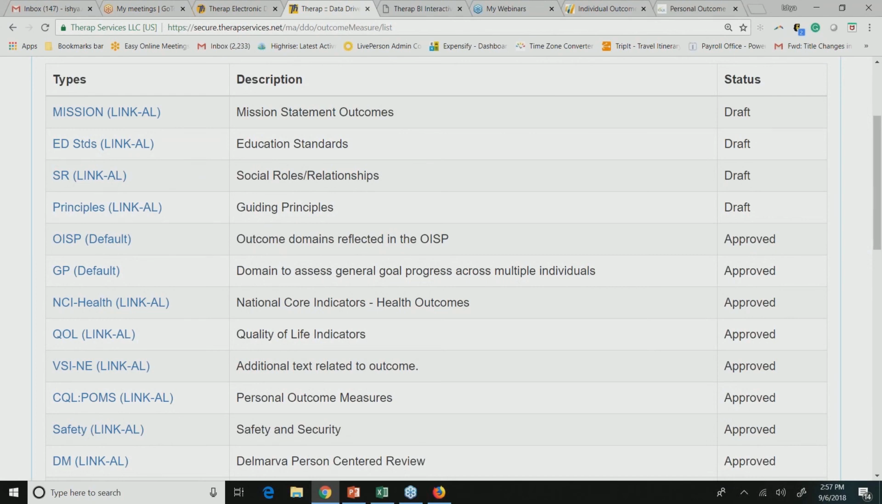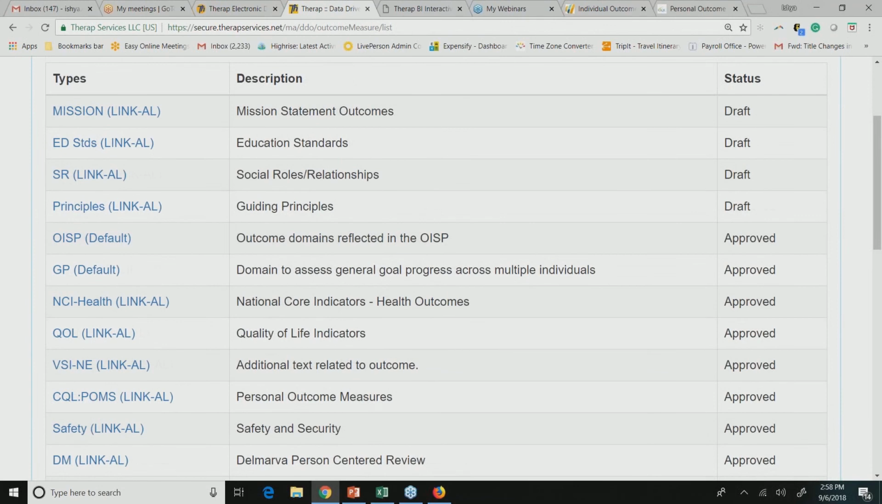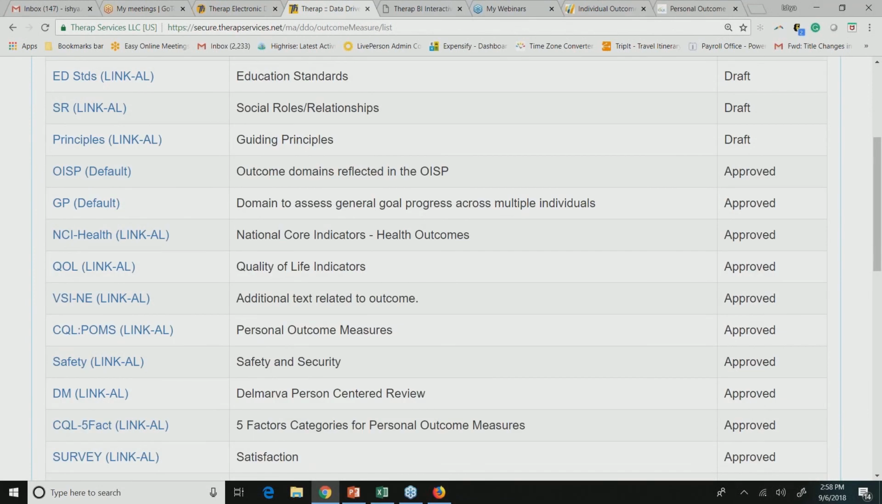That being said, if you have a particular outcome measure type and you're trying to figure out how to best structure it in there, we are happy to have conversations with you, Shay and Fayon and myself, about how to get that to fit into the DDO model of collection. So please don't hesitate to reach out, and we can do some direct consultation around that. Absolutely.